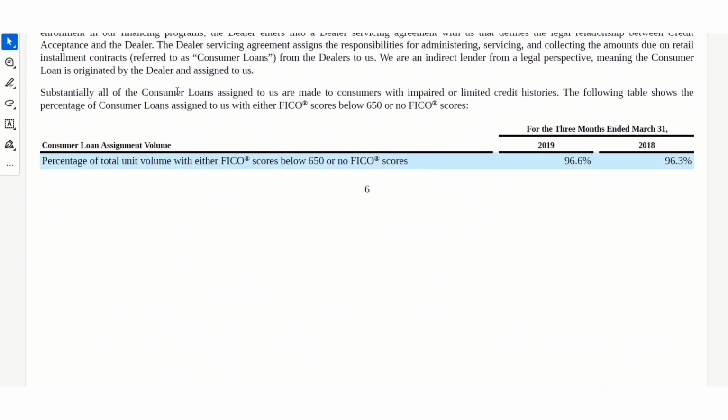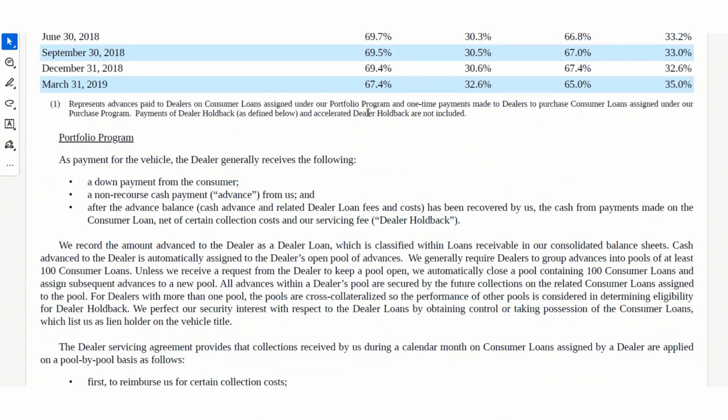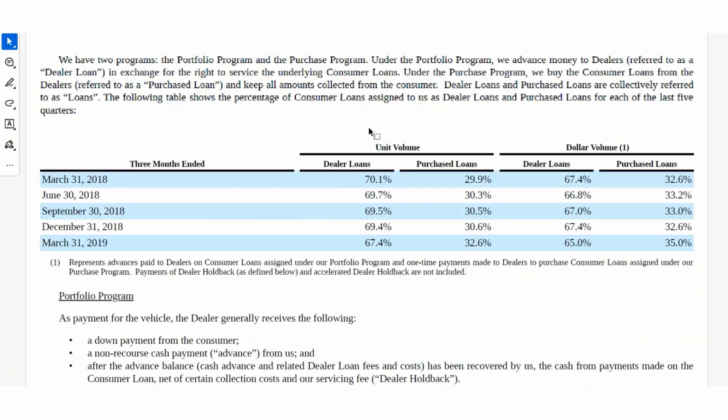Substantially, all of the consumer loans assigned to us are made to consumers with impaired or limited credit histories. The following table shows the percentage of consumer loans assigned to us with either FICO scores below 650 or no FICO scores at all. All right, so let's get into it, right?